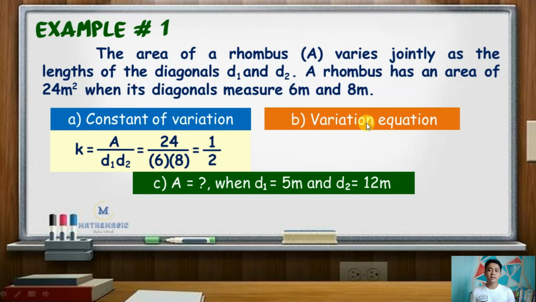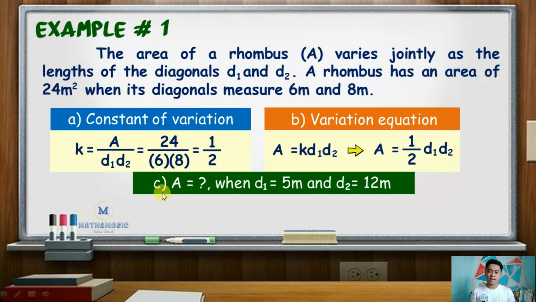For letter B, the variation equation, we will substitute the constant 1/2 to k in the variation equation, A equals k times d sub 1 times d sub 2. Hence, the variation equation will be A equals 1/2 times d sub 1 times d sub 2. Notice that this equation is the formula for the area of a rhombus.